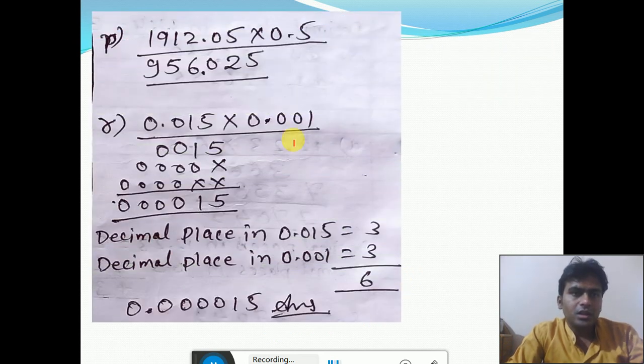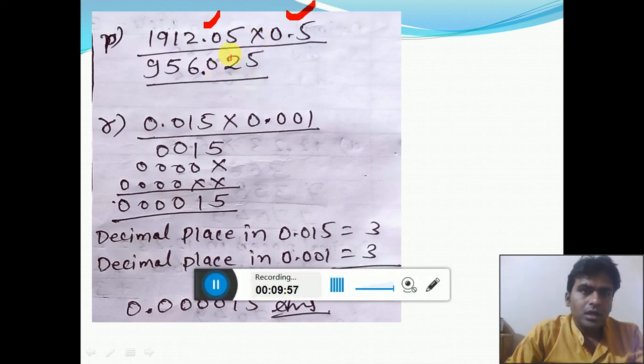Next question. This one is also very simple. Forget the decimal point from the first number and second number. Just multiply the 5 with this number. So we will get 956025. Now what do we have to do? You have to put the decimal point. Here after 2 places the decimal point is placed, and here after 1 place, so total 3. So in the answer from the right side you put the decimal point: 1 2 3. So after 6 you put the decimal point and find the answer.